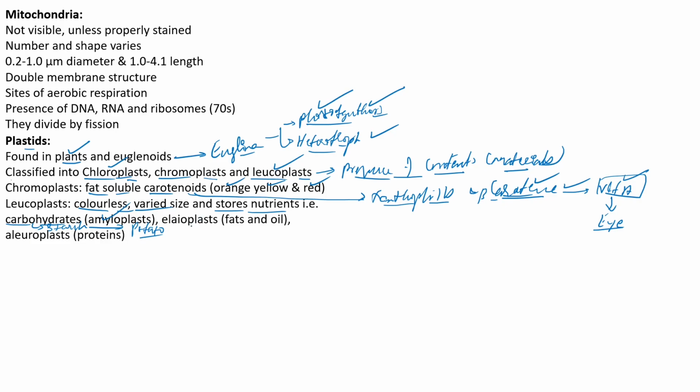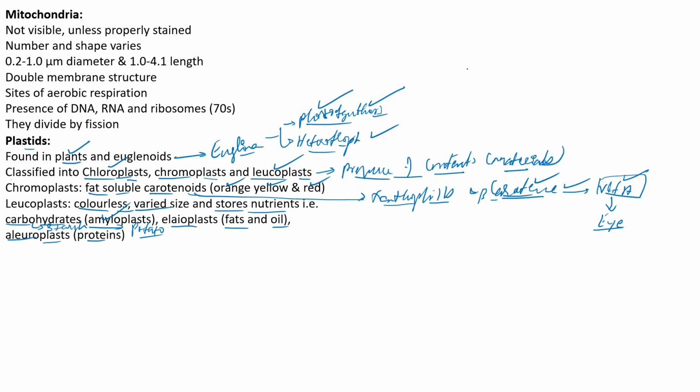Similarly, we have one more type of leucoplast called the elaioplasts, and these are mainly involved in the storage of fats and oils. On the contrary, we have aleuroplasts, which are completely involved in the storage of proteins.